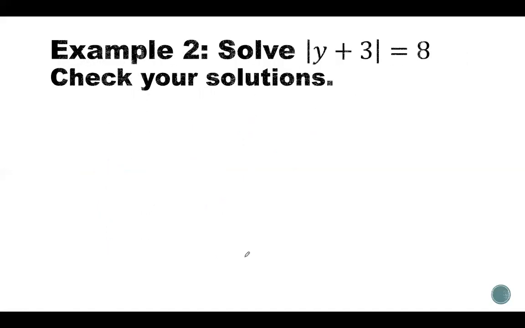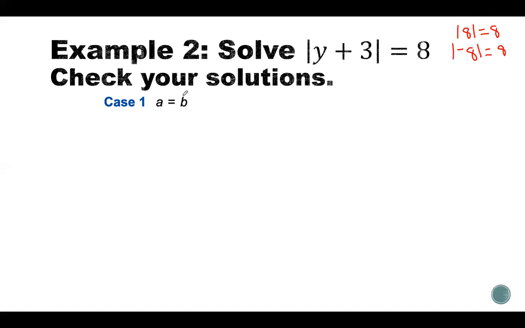All right, our next example, solve the absolute value of y plus 3 equals 8, and check your solutions. So before we go ahead and start this, notice that we actually start with the word case 1. So what we need to recall is that the absolute value of 8 is 8, but so is the absolute value of -8. That also equals 8. So this is why we're going to have case 1 and case 2.